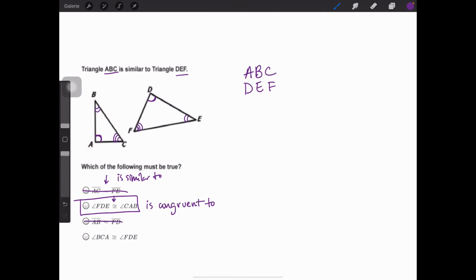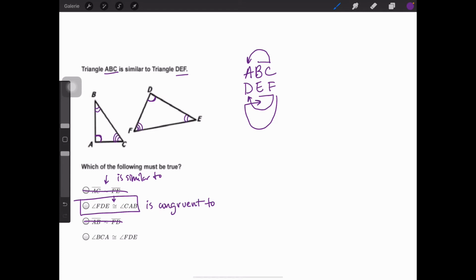And lastly, angle BCA is congruent to FDE. I'm going to use my triangle name method first. So B to C to A. That's my middle to my end to my beginning. To be congruent, it would have to start in the middle, go to the end, and then the beginning. So it would have to be EFD. But that is not the case. It is actually naming FDE, which is end, beginning, middle. So my last one is false.